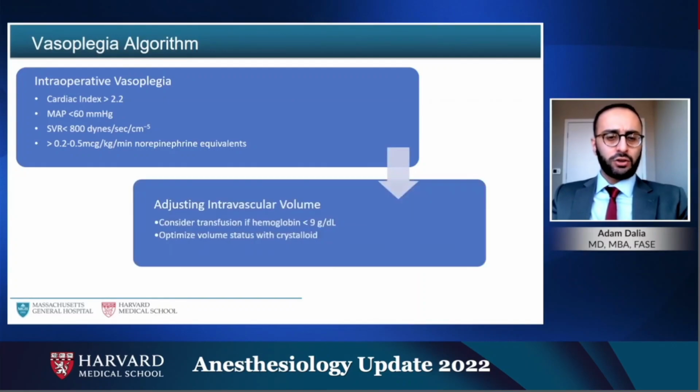Next, we want to make sure that we're adequately volume resuscitated. So we want to adjust the intravascular volume. We want to consider transfusing if the hemoglobin is less than 9. We want to optimize our volume status with crystalloid if we can.